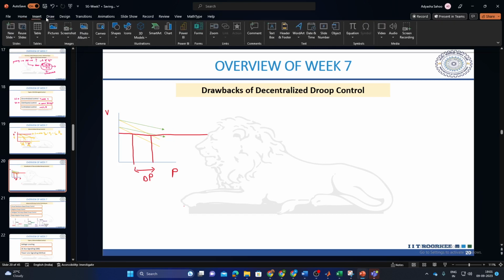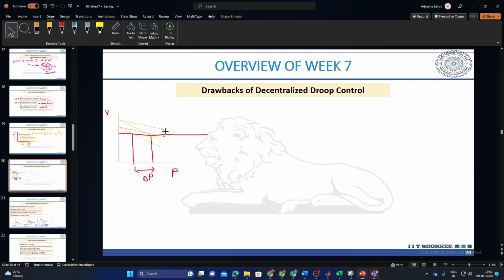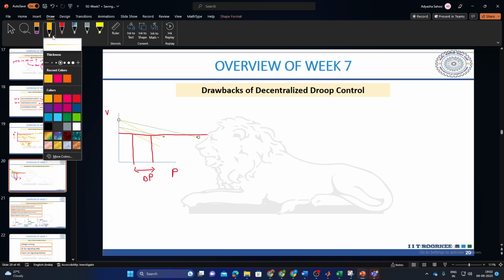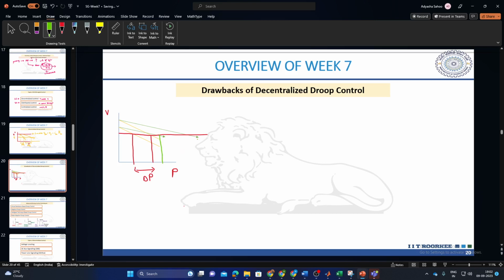This was my V and this was my P. So let's say for the same voltage, we'll see how the loads were being shared in these two. You can see here for the yellow lines, this is the delta P, right? But while for the green ones, the power sharing is this way. So the power shared is this.